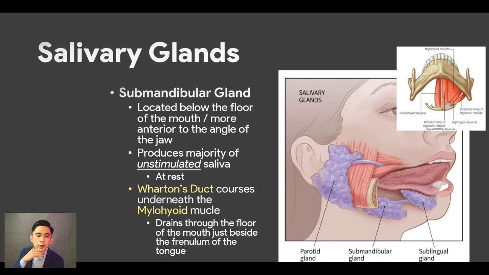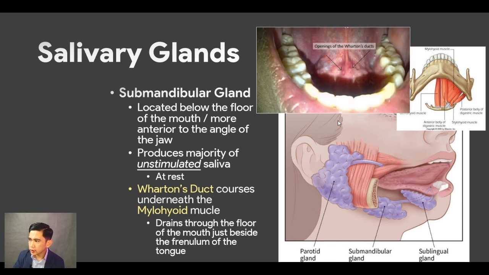Our mouth has a floor. Dapat may floor yan. Otherwise, our tongue will just fall down. So this is the mylohyoid muscle. Just beneath that is the submandibular gland and the Wharton's duct. So the Wharton's duct drains through the floor of the mouth just beside the frenulum of the tongue. This is the frenulum of the tongue, the one that all of us have. It's a structure at the midline. Just lateral to the frenulum are the openings of the Wharton's duct.